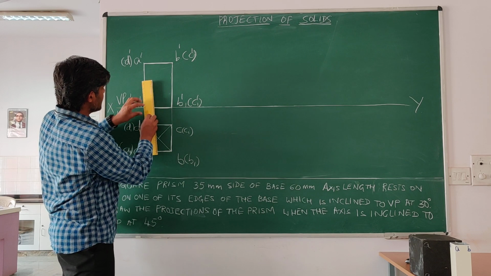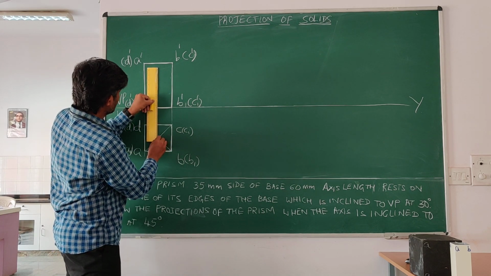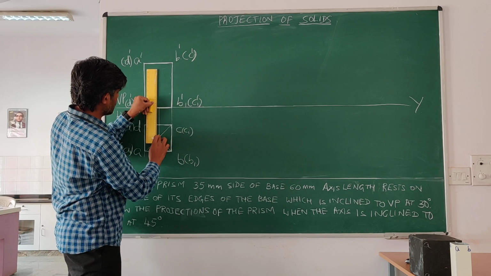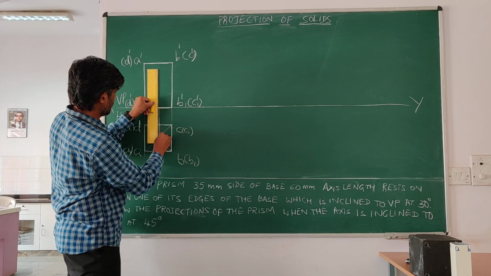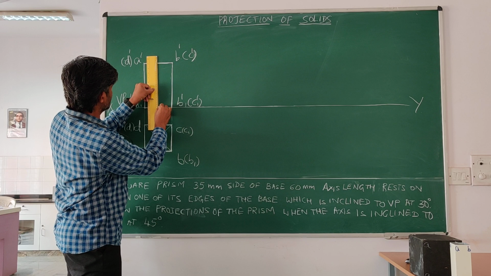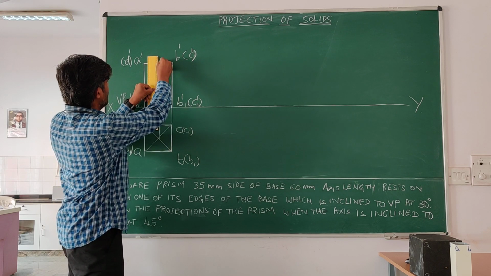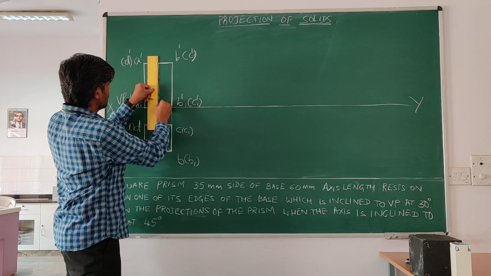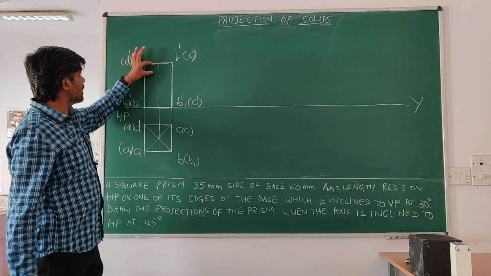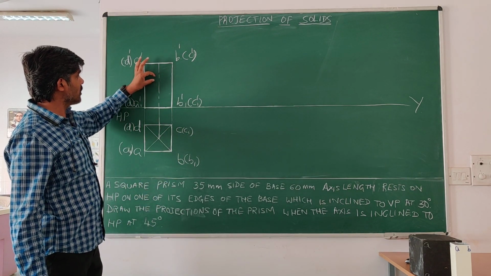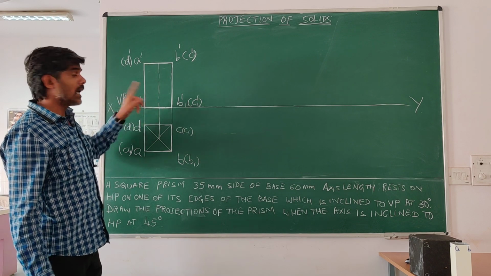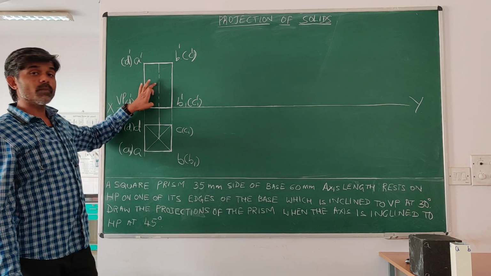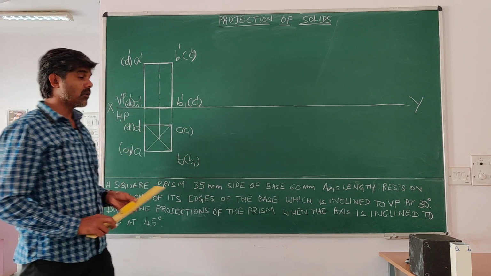Now, the axis will be like this. This line should also be thin. The convention for the axis line is a chain line: a longer line, a smaller line, with a gap. So this is the convention. And because the axis is an imaginary line, it should be a thin line.